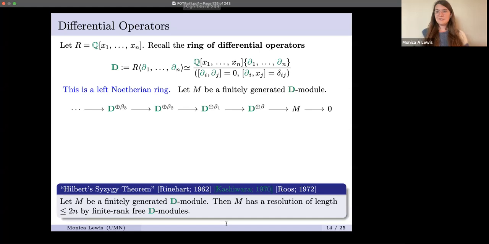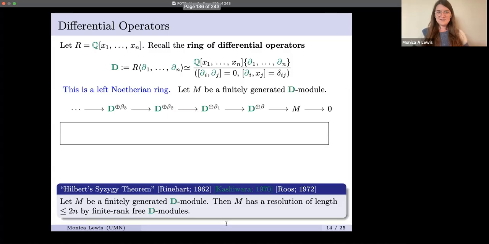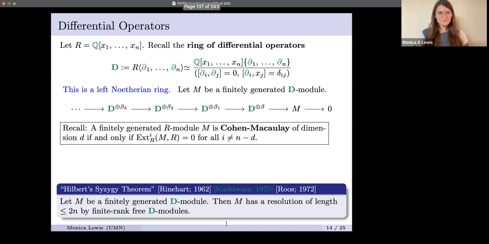Now, I said that I want to single out Kashiwara here. So Roos and Reinhardt gave this statement in somewhat fuller generality, but in a sense, Kashiwara's result is more interesting because while Kashiwara only proves this result for a very limited class of D-modules, that class of D-modules kind of sits at the heart of our current understanding of D-module finiteness theory. And that class is what's called holonomic D-modules.